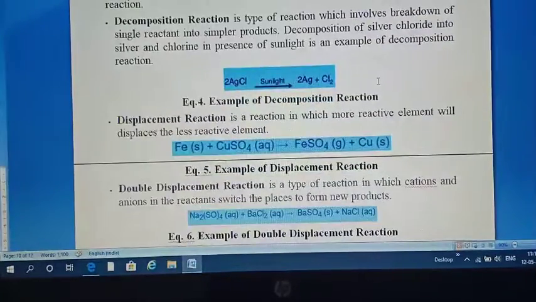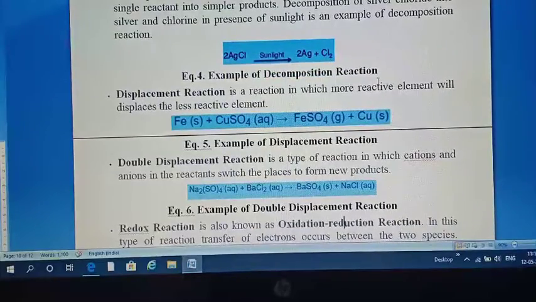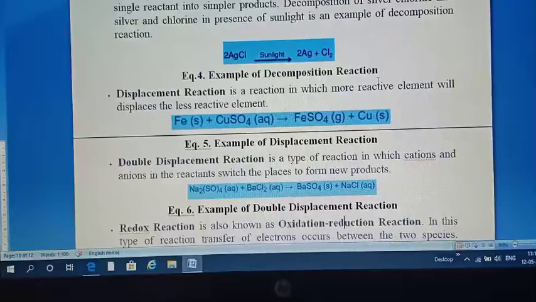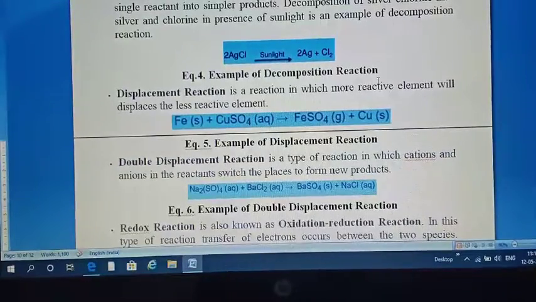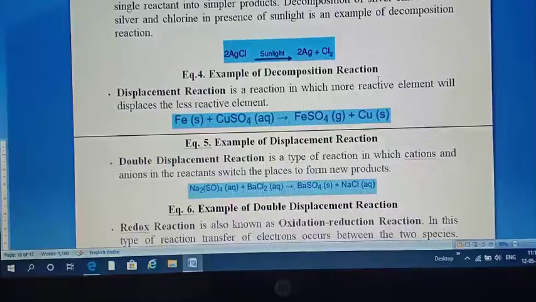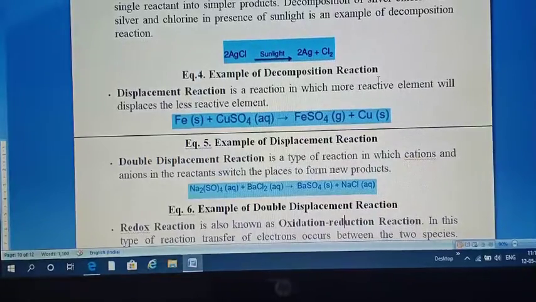The next one is the decomposition reaction. In the decomposition reaction, a single reactant splits or breaks down into two new products. Here a photolytic reaction example is given: AgCl, silver chloride, in the presence of sunlight decomposes and forms silver plus chlorine gas.